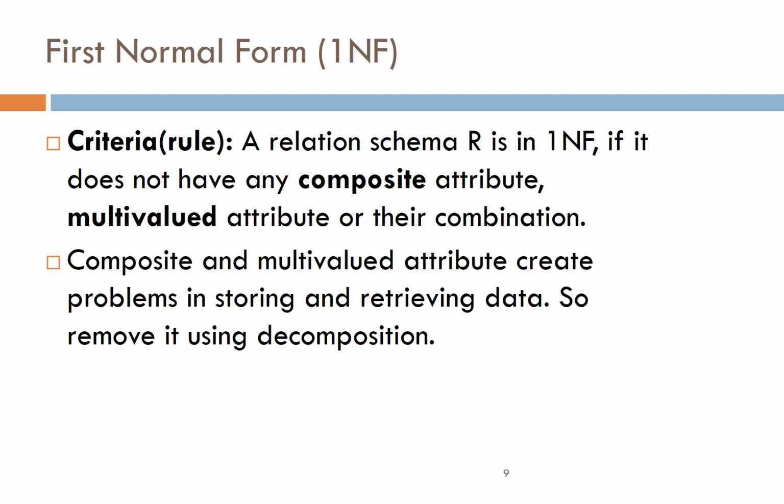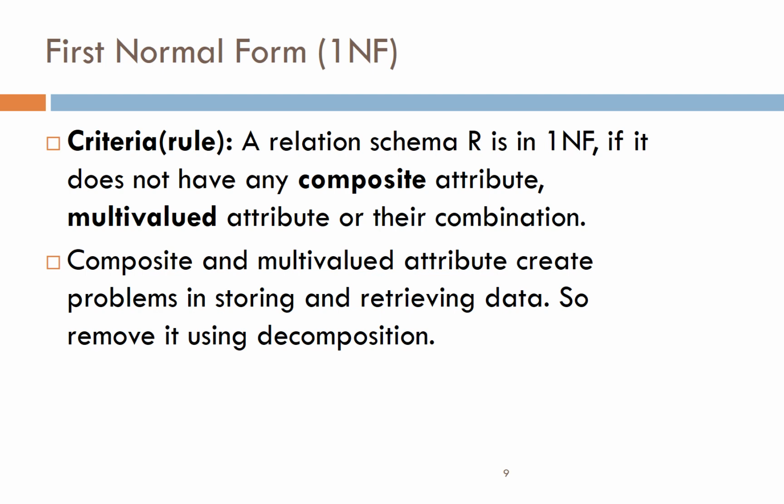Let's see the details of first normal form and its criteria, or we can say a rule. A relation schema R is in 1NF if it does not have any composite attribute, multi-valued attribute, or their combination. Here there are two special words, composite attribute and multi-valued attribute. So let's understand what these are.